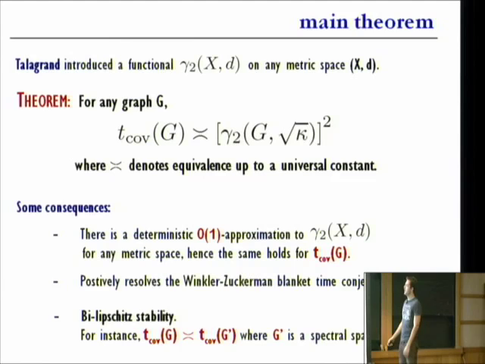And then you also get this kind of comparison theorem. Here I state it in a slightly different way, as a bi-Lipschitz stability: if the commute metrics on two graphs are the same up to a constant factor, it implies that their cover times are also proportional.